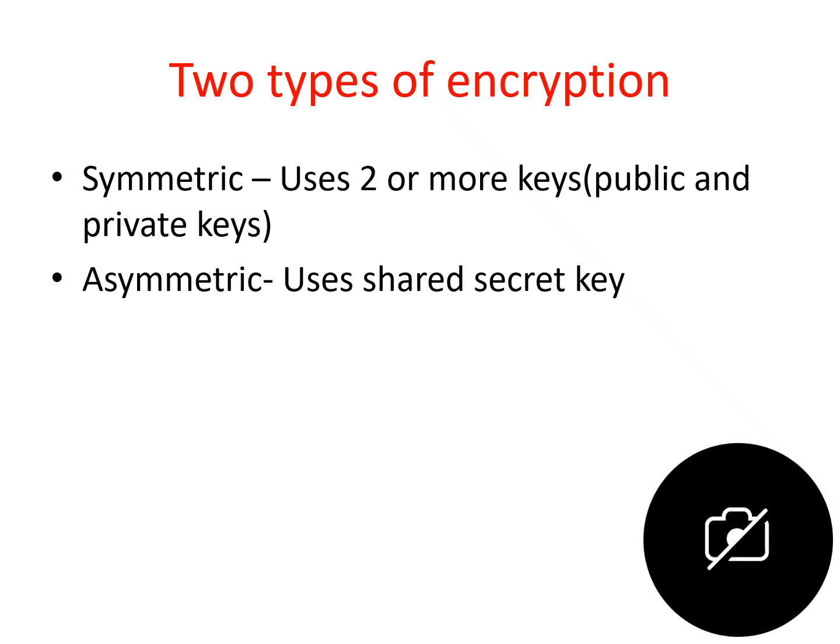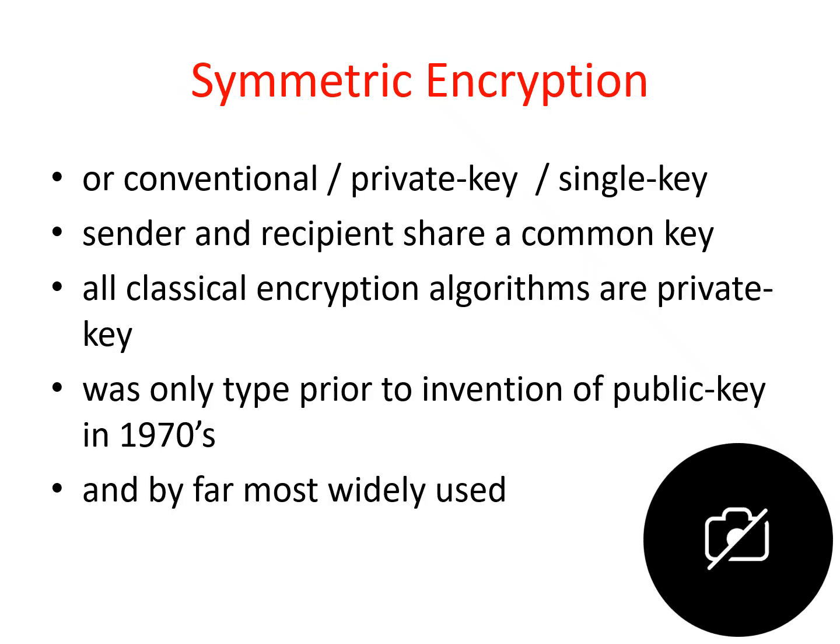There are two types of encryption techniques available, symmetric and asymmetric. Asymmetric encryption uses two or more keys, one public key and one private key. Symmetric encryption uses a shared secret key. Symmetric encryption is the main conventional, private key or single key encryption method. Here the sender and receiver share a common secret key. Encryption and decryption are performed using the same key. Most classical ciphers belong to this category. Examples: Caesar cipher, Playfair cipher, Hill cipher.